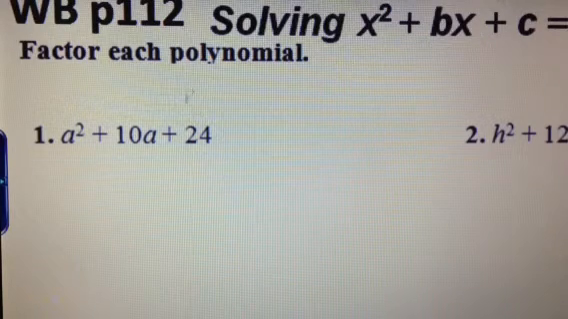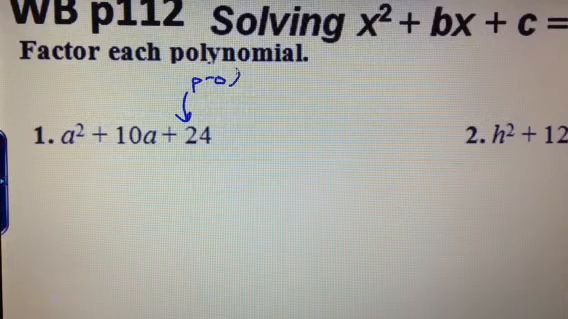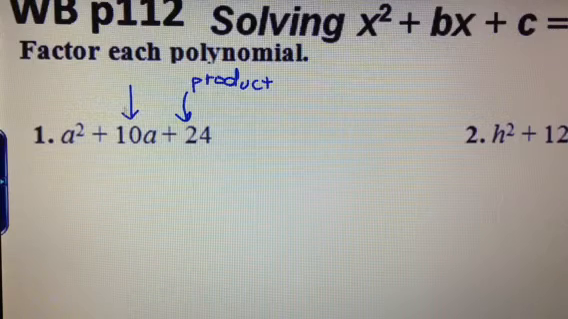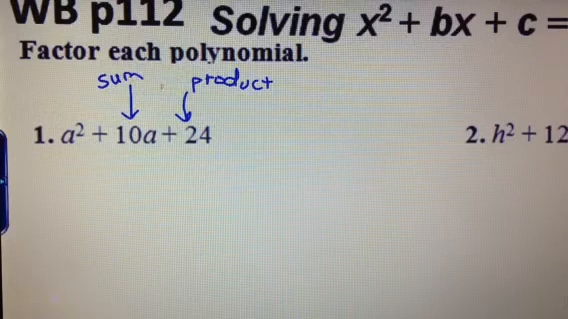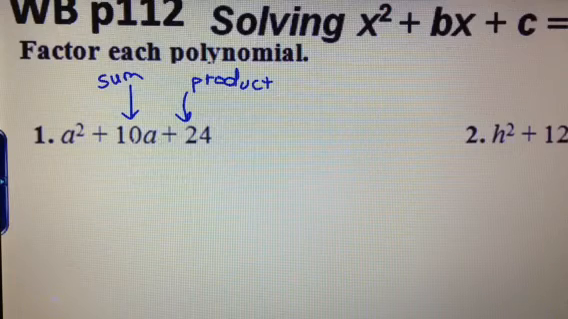Now this term will tell us the product of two numbers. And again, if you're thinking back to what we did in the FOIL method, this term will tell us the sum of those same two numbers. So we want to think of two numbers that when you multiply they get 24, and when you add you get 10. So we want to multiply two numbers and get positive 24, add those same two numbers and get positive 10.